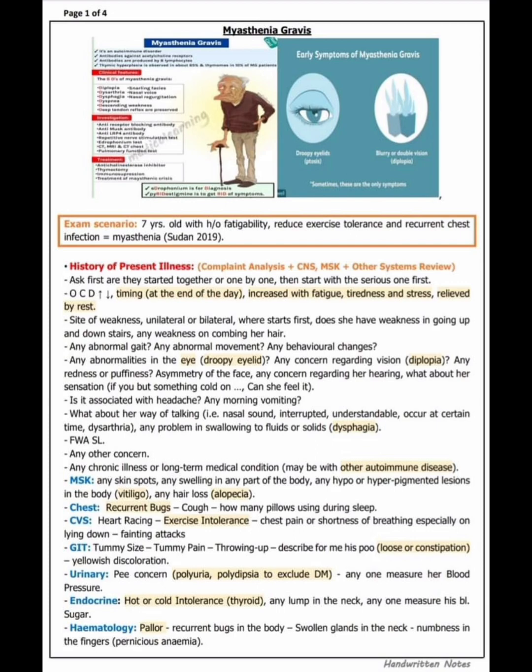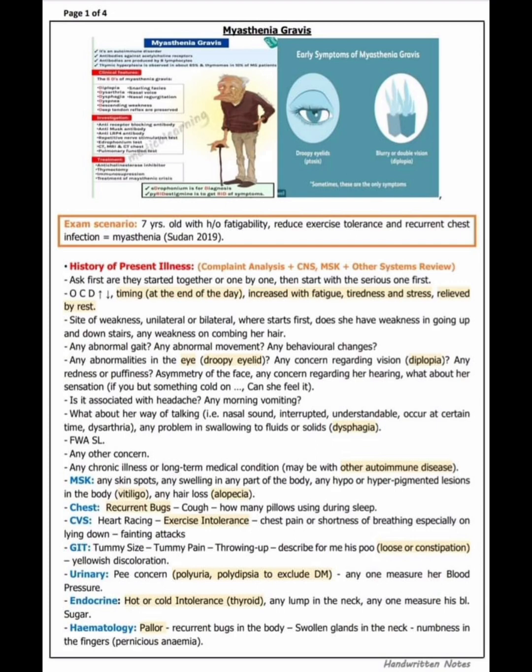Because we know in Myasthenia gravis we find nasal sound, interrupted, not understandable, occurring at certain times, and dysarthria. Any problem in swallowing fluids and solids? Because dysphagia is a feature of Myasthenia gravis. Then FWASL, we know that is fever, weight loss, activity, sleep, lymph nodes. Any concern, any other, we ask.